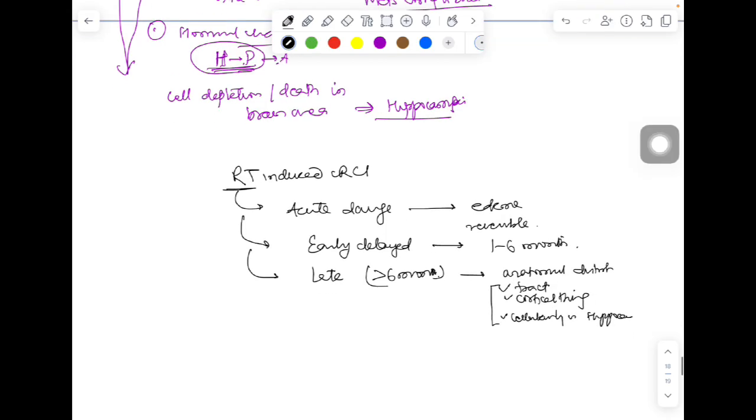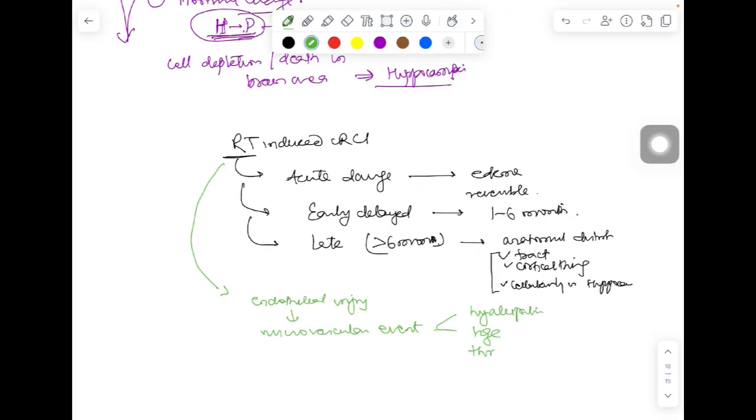Now the pathophysiology: how radiation is supposed to damage these structures. Radiation causes endothelial injury leading to microvascular events. What are the microvascular events? Hyalinization of small vessels, hemorrhage, thrombosis, so hemorrhage or microbleed. This all leads to necrosis, cell loss, and ultimately CRCI. The acute change was reversible, otherwise early delayed and late changes ultimately lead to thinning of the hippocampus, cortical thinning, and tract fibrosis.